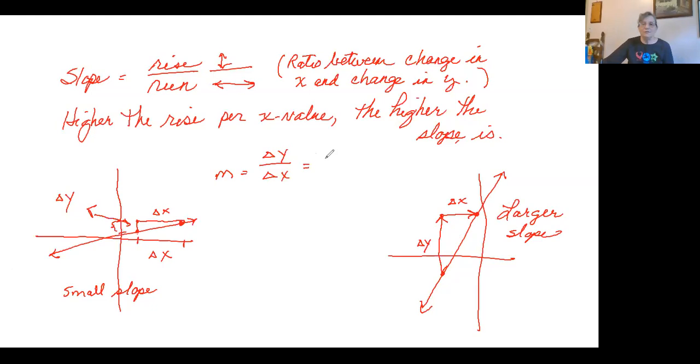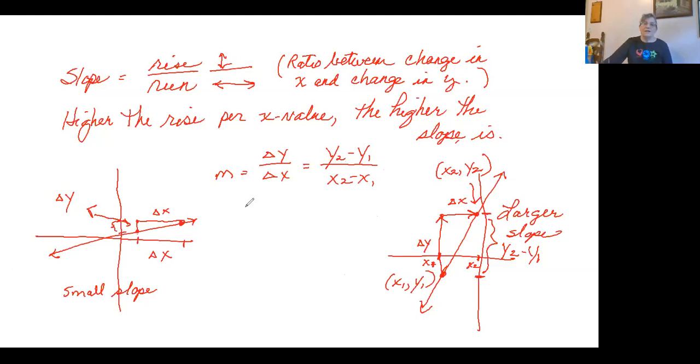We can calculate it numerically by taking the y values and subtracting them. If we let this be (x1, y1), and this be (x2, y2), then the slope itself is what you get when you subtract the y values. This distance is going to be y2 minus y1. The distance from here to here, if this is x1 and this is x2, that's going to be x2 minus x1.